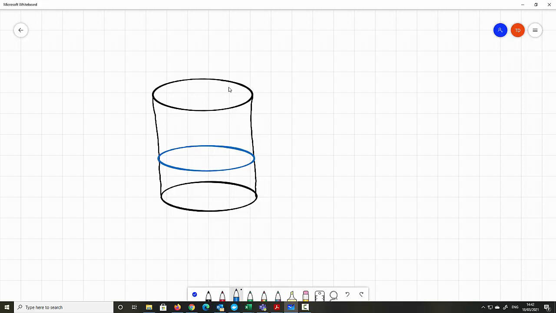Imagine you have a cylindrical container with a radius r and a height h. Let's say a liquid is flowing into it at a rate of L litres per second. What is the rate of change of depth?